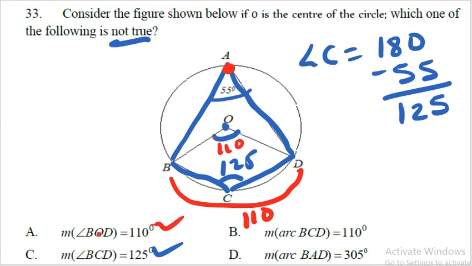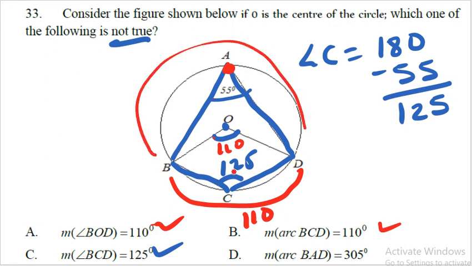BOD is 110. That's correct. A also, that's correct. Again, choice B, it says arc BCD. Where is BCD? We got it already. 110. Arc BCD means this one. Here it is. And the other one, arc BAD. Arc BAD means this one, the upper part.